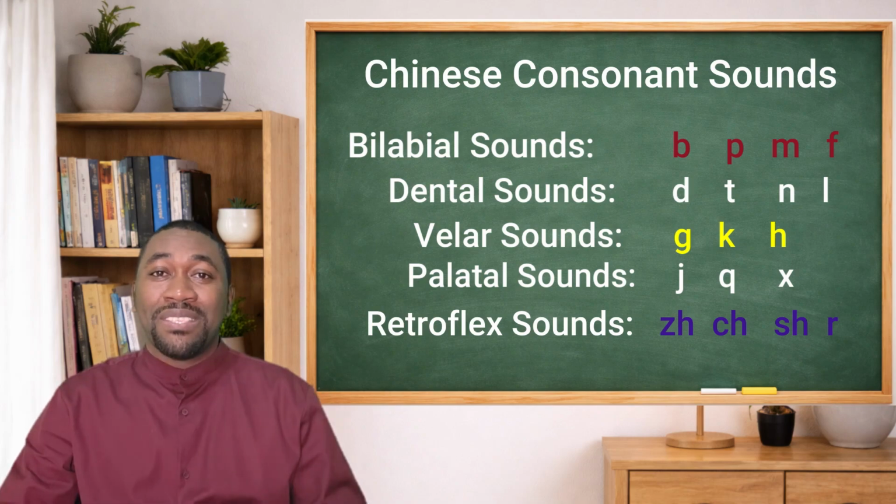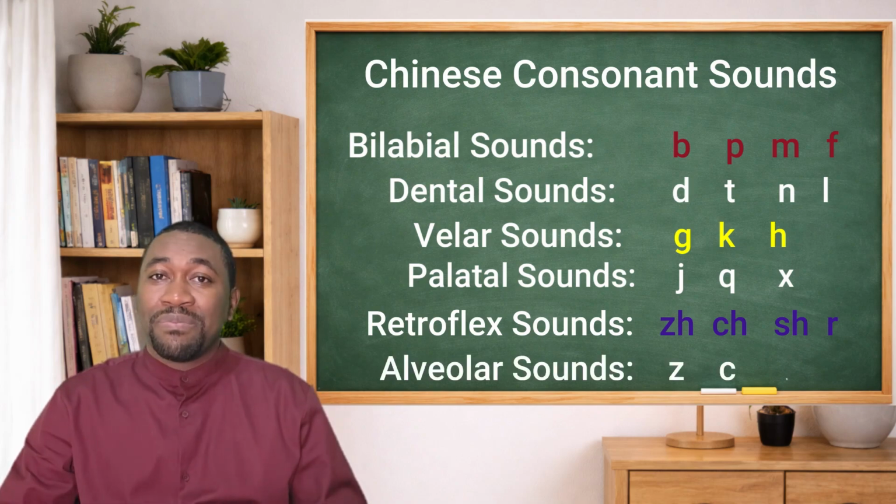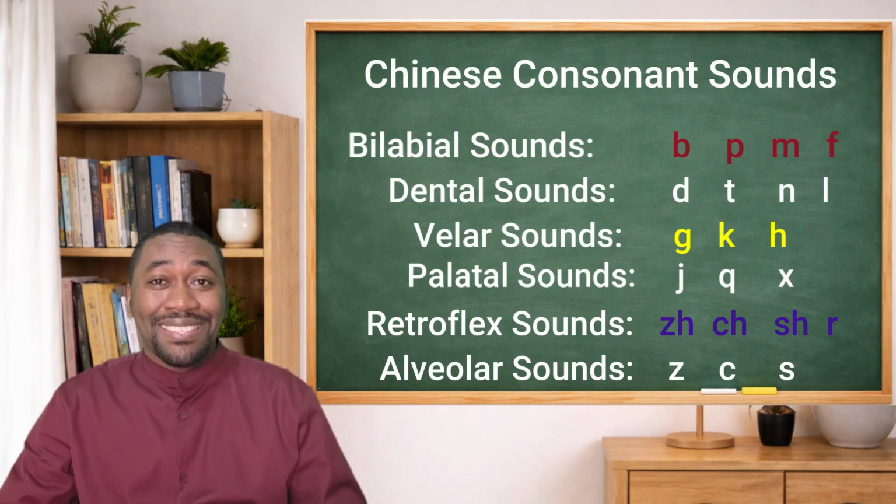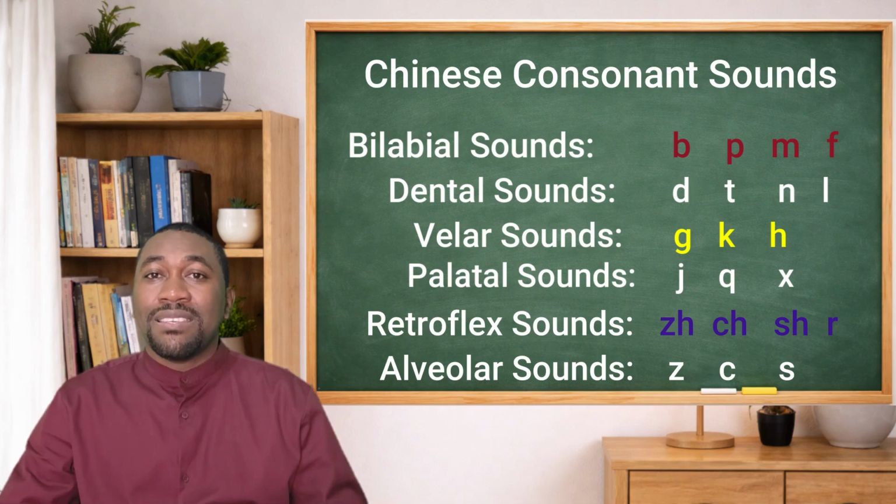The last set of sounds is called the alveolar sounds. And these sounds are produced with sharp airflow at the front of your mouth. So we have the letters Z, C, and S. Very familiar letters, but the sounds not so familiar to many of us. So let's look at them one by one. First one we have is for Z, and that is zi, zi.